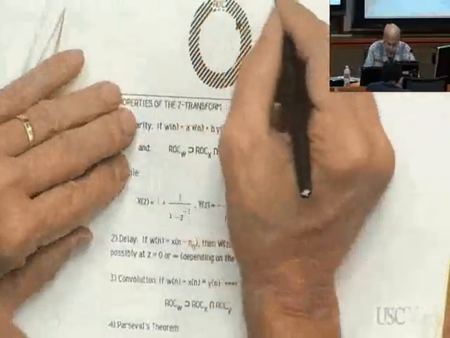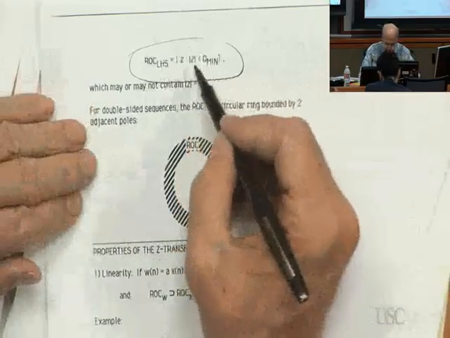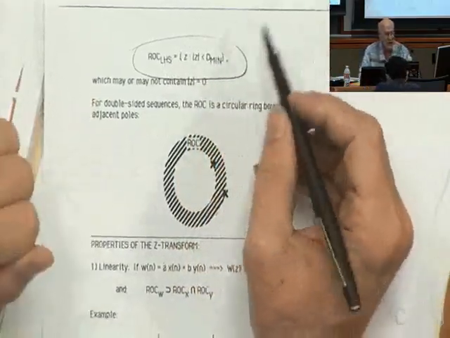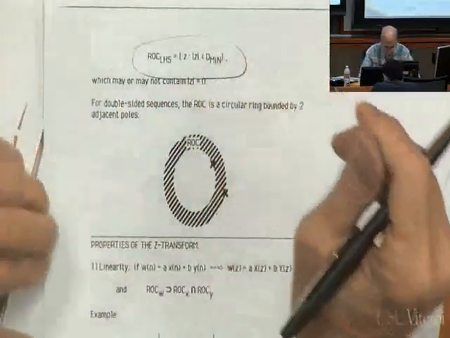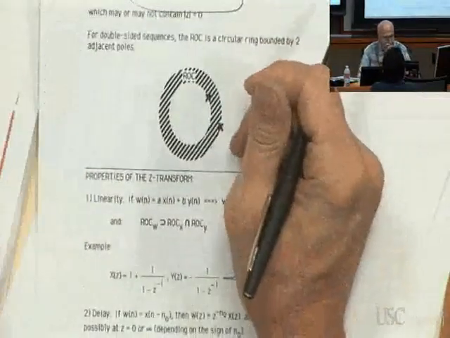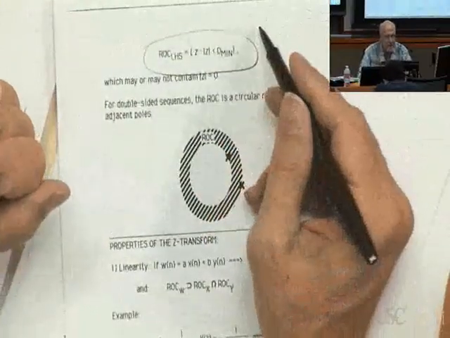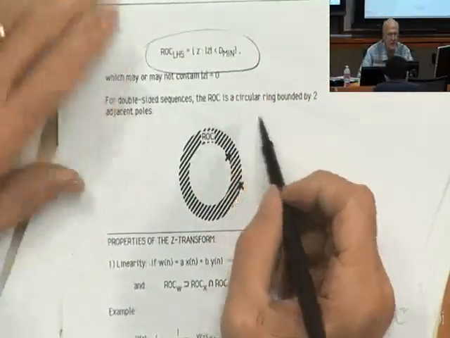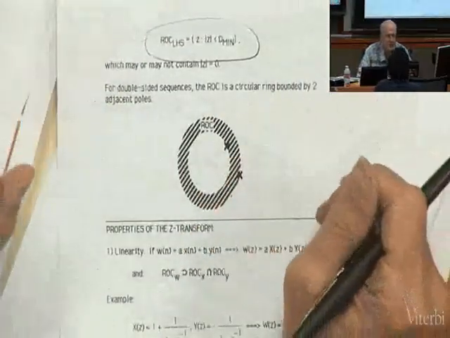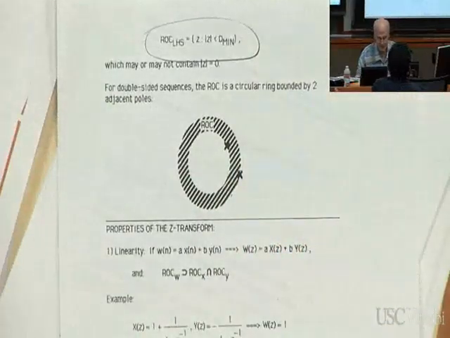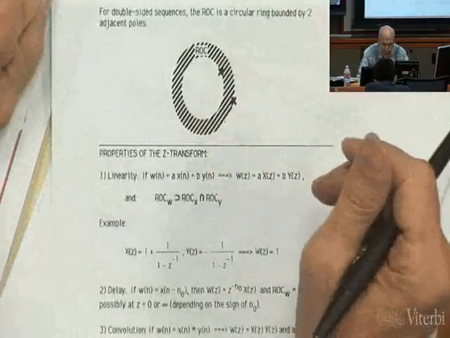For left-sided sequences, the region of convergence we talked about before is everything interior to a circle with radius equal to the magnitude of the pole with the smallest magnitude. And for double-sided sequences, the region of convergence is generally a ring bounded by two adjacent poles, if in fact it even exists. And I talked about those examples before. So that's pretty much it.